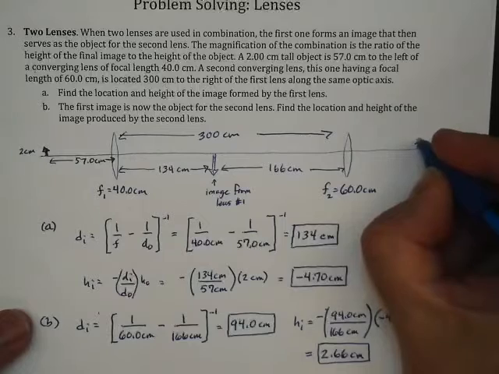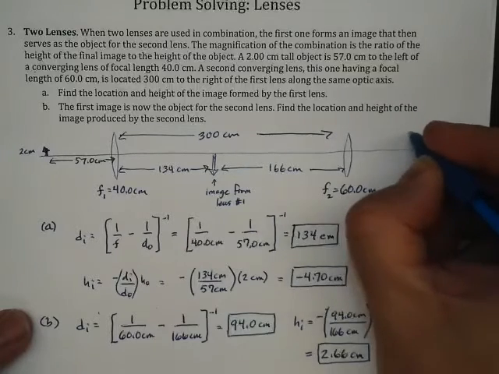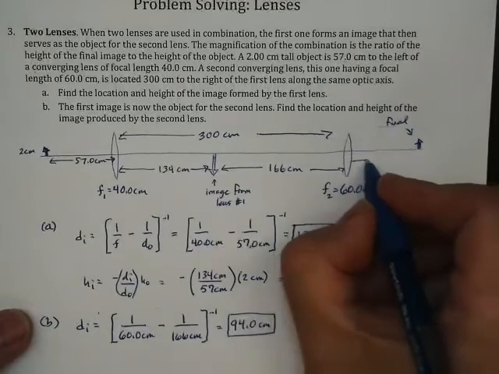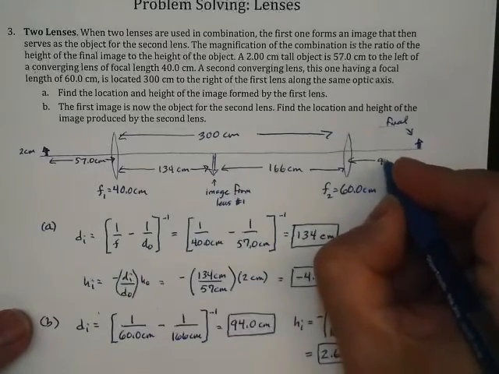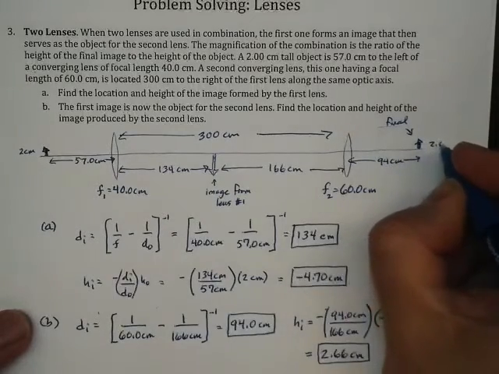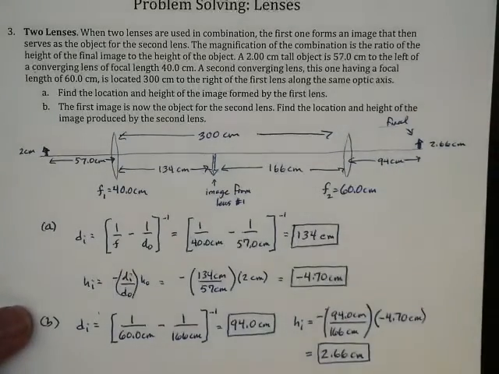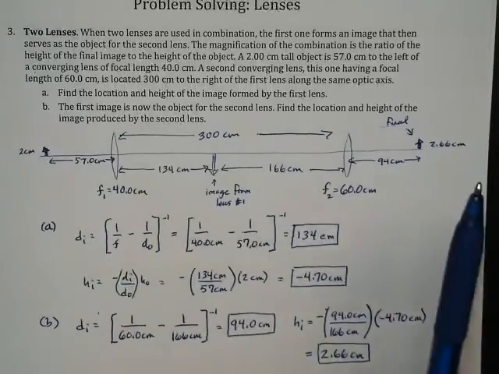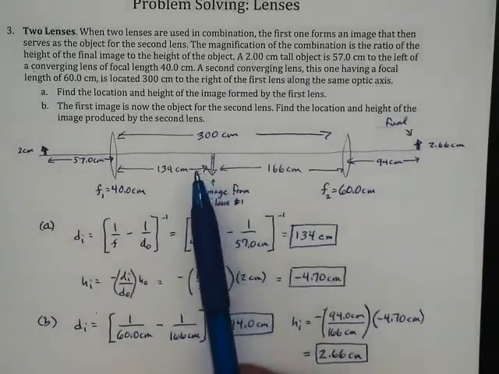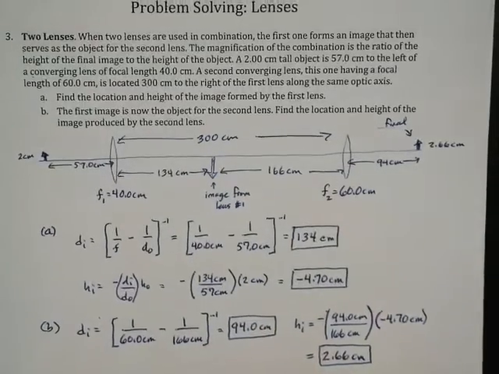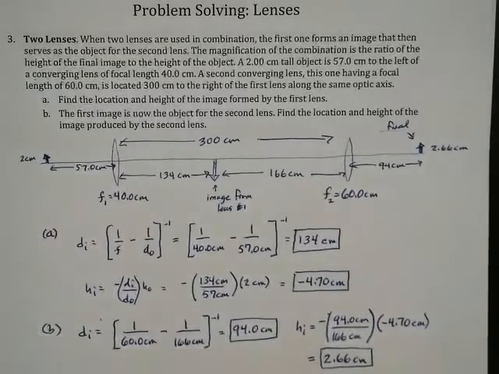So this is probably not super to scale, but my final image is over here to the right of both lenses, 94 centimeters from lens number 2, and 2.66 centimeters tall. So you can use this for any number of lenses. You just find the result through one lens, then find the result through the next lens, and find the result through the next lens, and it will ultimately predict the location of the final image in that system.